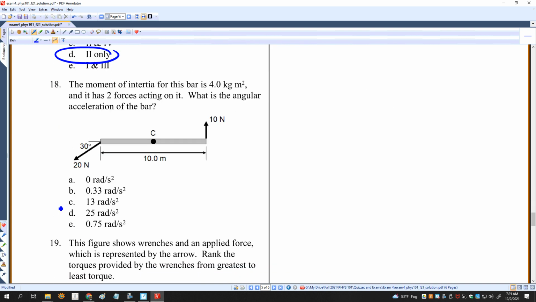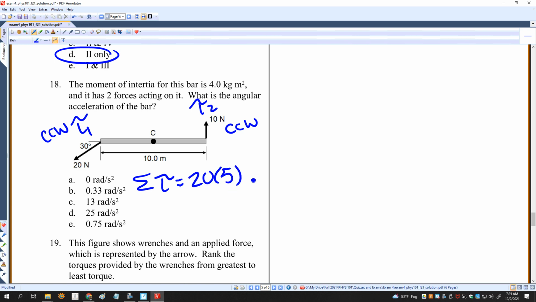Moment of inertia for this bar is 4 kilogram meter squared. What is the angular acceleration? Oh gosh, okay, so we've already had this one or something similar to it. So first let's find the net torque. I'll call this torque 1, this torque 2. This one is counterclockwise. Oh, so is this one. So it's going to be 20 times 5 times sine of 30 plus 10 times 5. So 50 plus 50, that's 100 Newton meters.